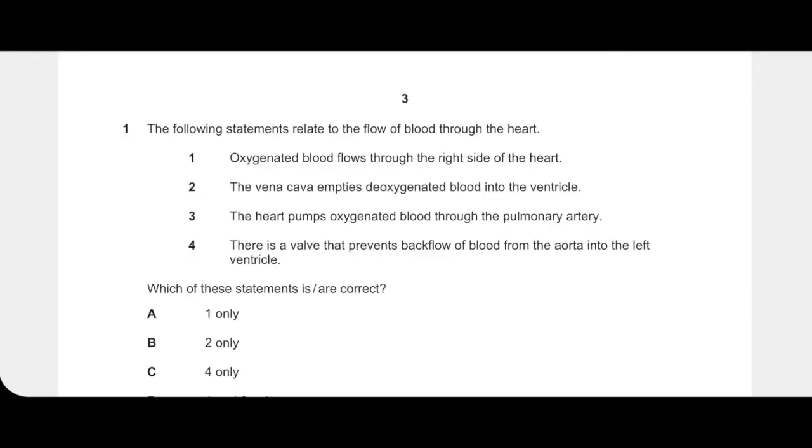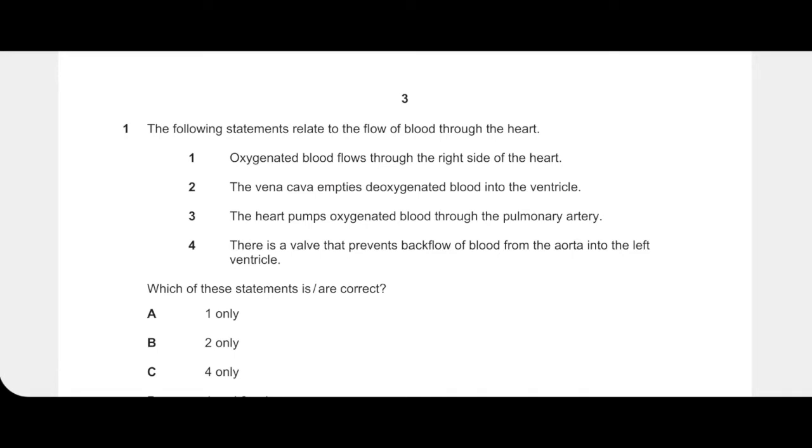Question number 1. The following statements relate to the flow of blood through the heart. Statement 1. Oxygenated blood flows through the right side of the heart. Statement 2. The vena cava empties deoxygenated blood into the ventricle. Statement number 3. The heart pumps oxygenated blood through the pulmonary artery. Statement number 4. There is a valve that prevents backflow of blood from the aorta into the left ventricle. Which of these statements is/are correct?